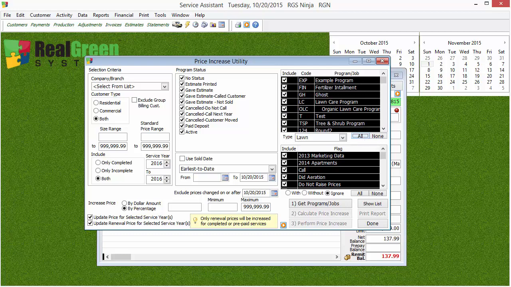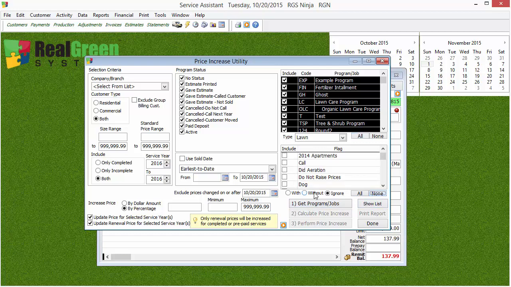Now down here, we can do it for people that only have a specific flag code or people that don't have a flag code. So if you have a do not raise prices flag code like I do right here, I can say I want to do it for people without that flag code. So if they have the do not raise prices, they will not be increased. Again, sometimes it's a little hard to wrap your mind around, but keep in mind this means they do not have the flag code, which means I do want to increase the price on. Like I said, you can exclude those people, or we can say only people with a specific flag code, or you can tell it to ignore.